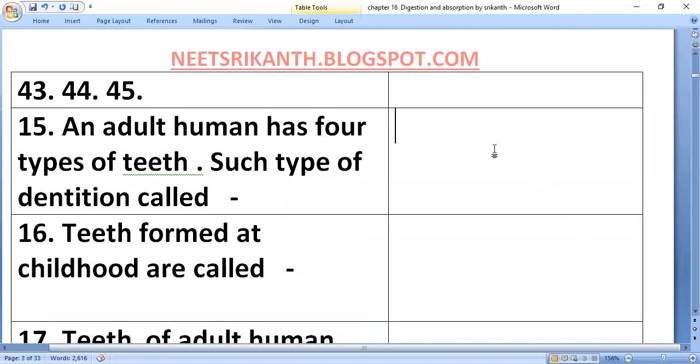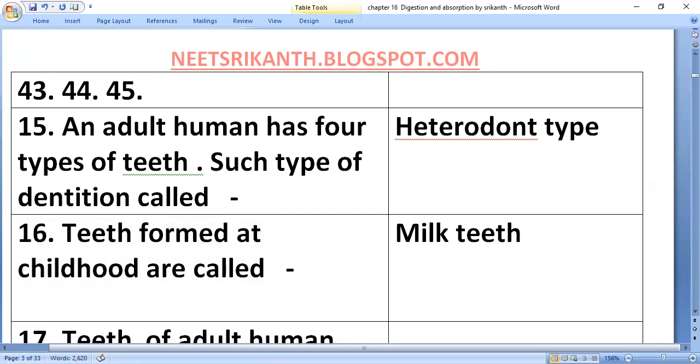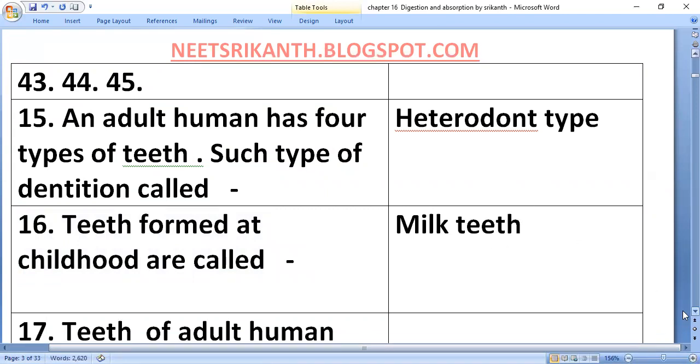Question number 15. An adult human has 4 types of teeth. Such type of dentition is called heterodont type of dentition. Teeth formed in childhood are called milk teeth.